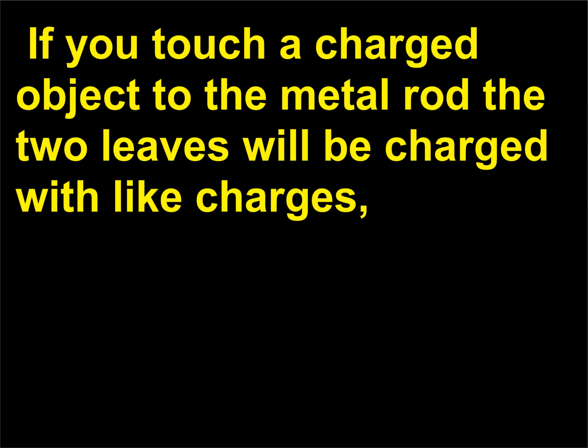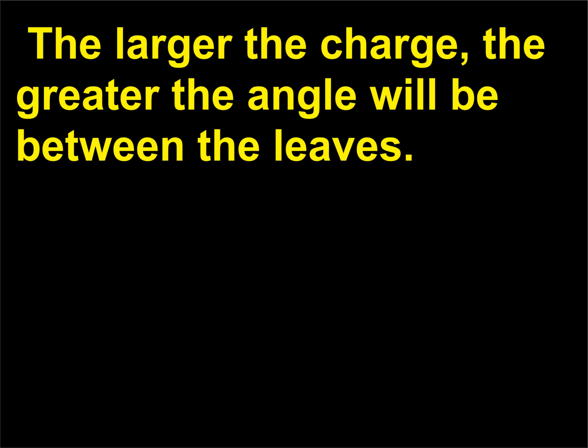If you touch a charged object to the metal rod, the two leaves will be charged with like charges, and so they will repel each other. The larger the charge, the greater the angle will be between the leaves.